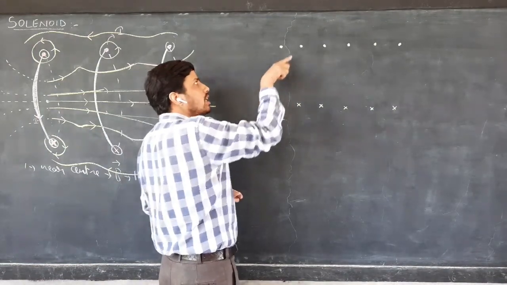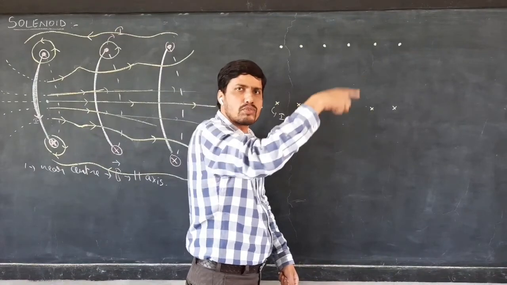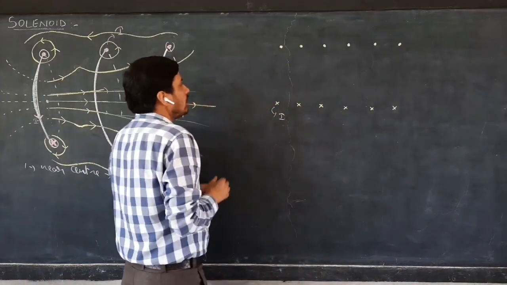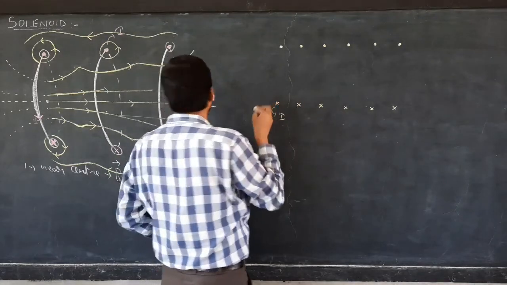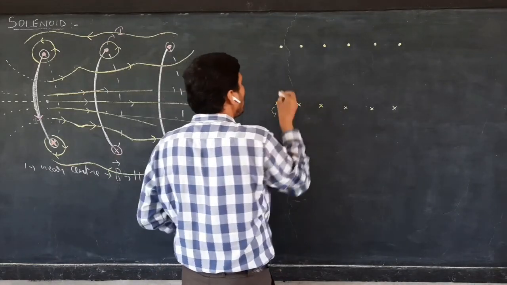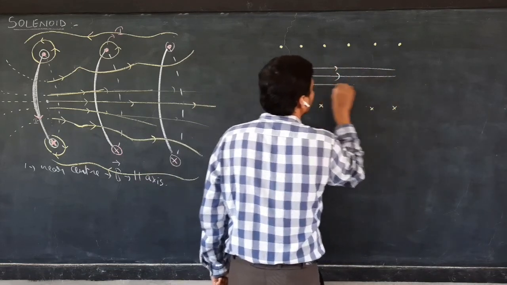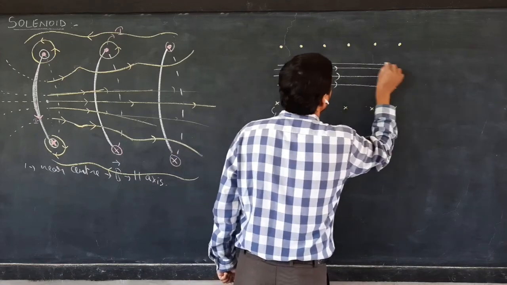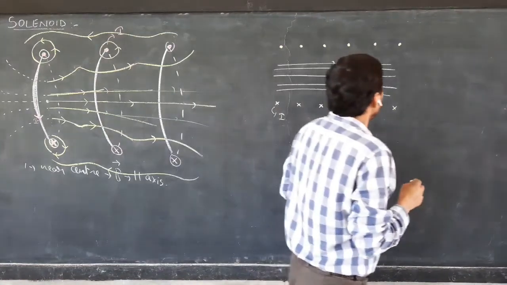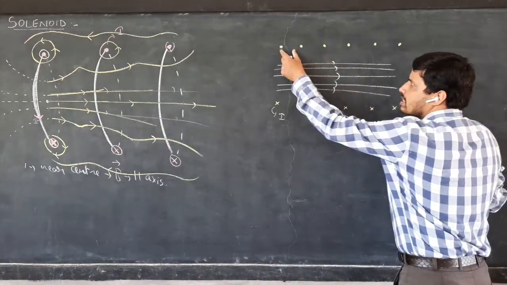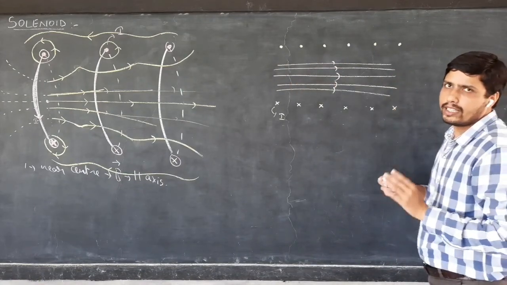This is the first turn. Then second turn, then third turn. एक ही तार को लपेटा हुआ है. Many number of turns are there. As discussed earlier, along the axis, near the center of this, the magnetic field lines will be almost parallel to each other, lying parallel to the axis. The closer the turns are, the more and more parallel they will become to the axis.